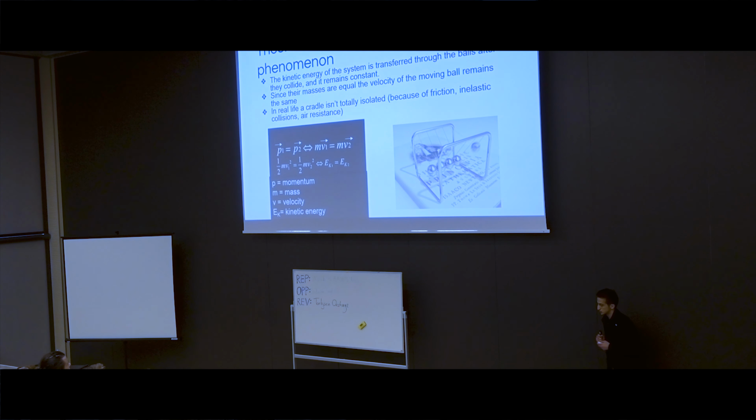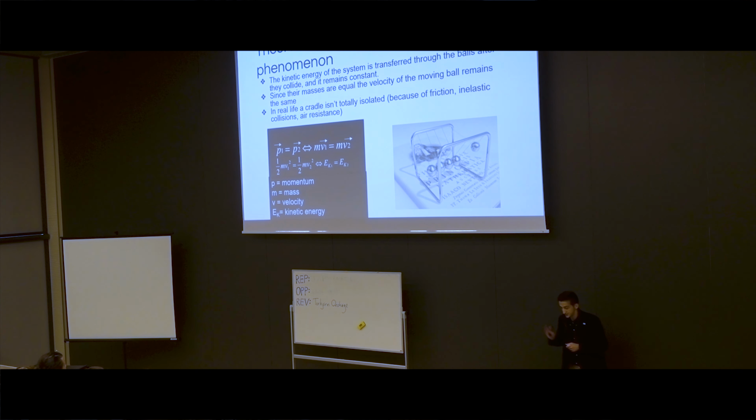Now, the theoretical explanation of the phenomenon. First, the kinetic energy of the system is transferred through the balls after they collide, and it remains constant. Since their masses are equal, which is very important to know, the velocity of the moving ball remains the same. In real life, though, the cradle isn't totally isolated because of friction, inelastic collisions, air resistance, and other parameters too. Now, here is the law of conservation of momentum that describes that, where P is momentum, m is mass, v is velocity, and the last one is kinetic energy.